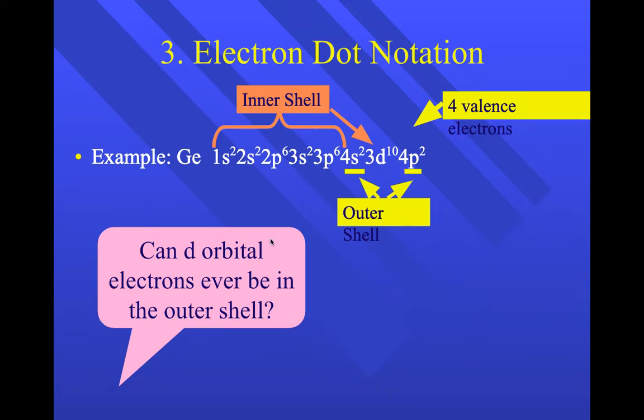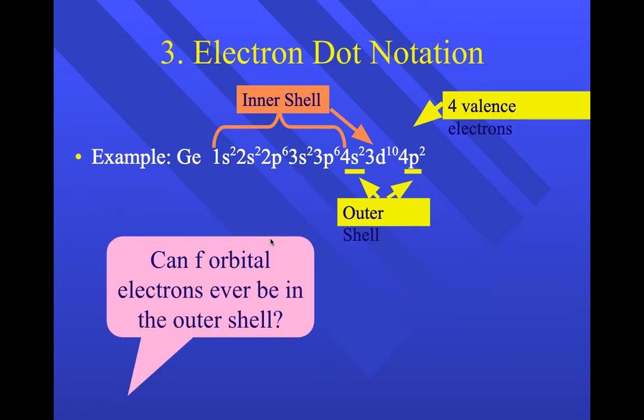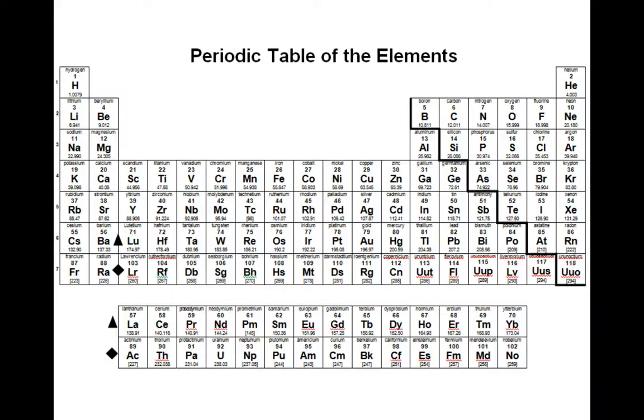So can d orbital electrons ever be in the outer shell? No, they cannot. Can f orbital electrons ever be in an outer shell? They can't either. Remember, the f orbitals are down in the bottom 2 rows of the periodic table, and they can never be outer shell electrons because they are always 2 energy levels lower than the row that they're in. So d and f orbitals are never going to be valence electrons. So remember the period, right? The period is the row. That's why it's called the periodic table.